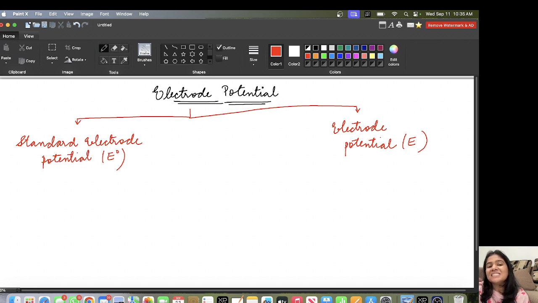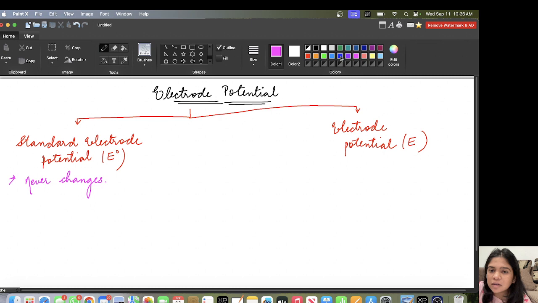Now, what do you mean by standard electrode potential? Something is standardized, something is fixed. That's why it is called a standard electrode potential. So this value never changes in any condition. No factors affect this thing. Standard electrode potential never changes.